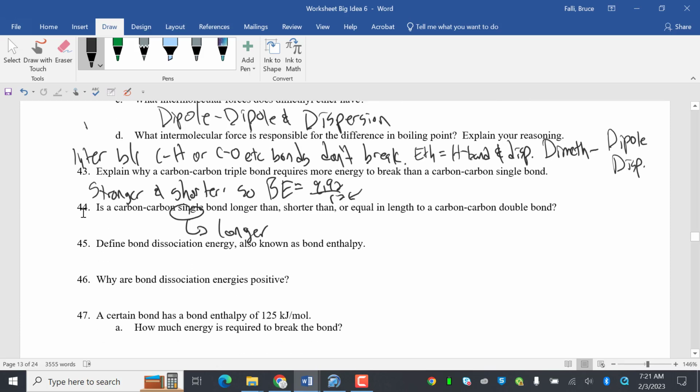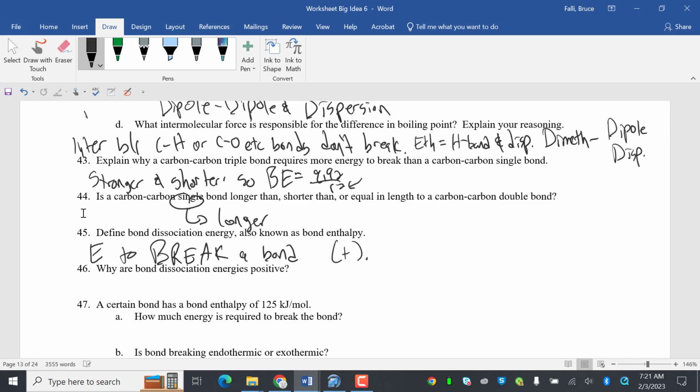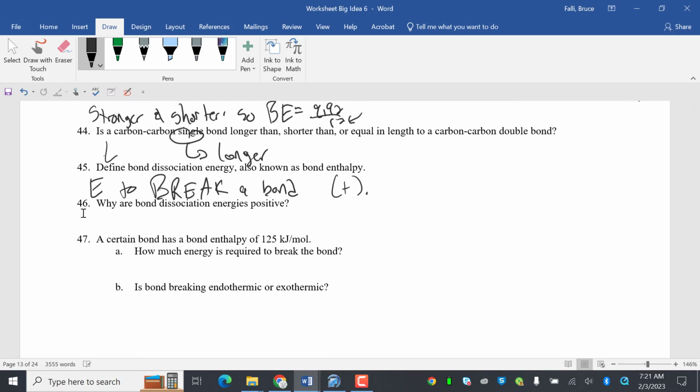Define bond dissociation energy, also known as bond enthalpy. Energy to break a bond. By the way, that will always be positive. Why is bond dissociation energy positive? Energy is absorbed in bond breaking.